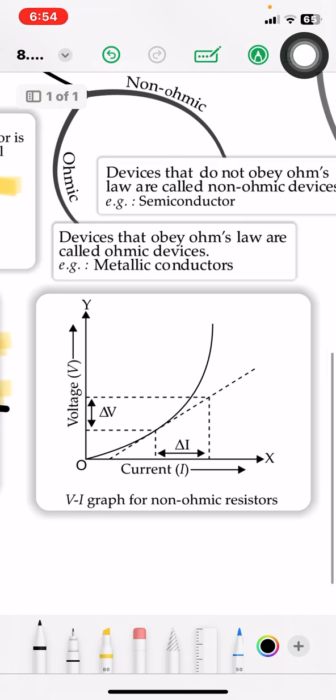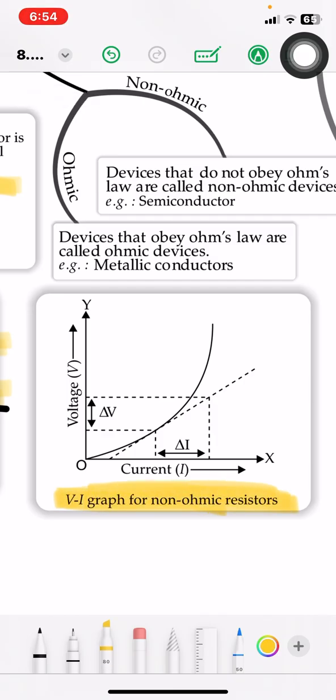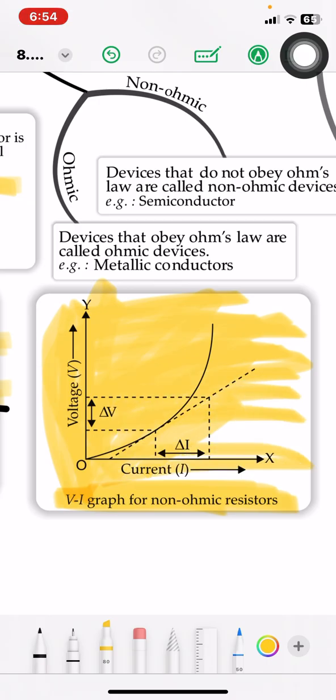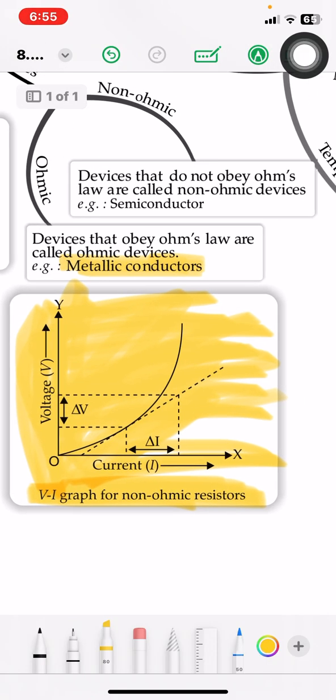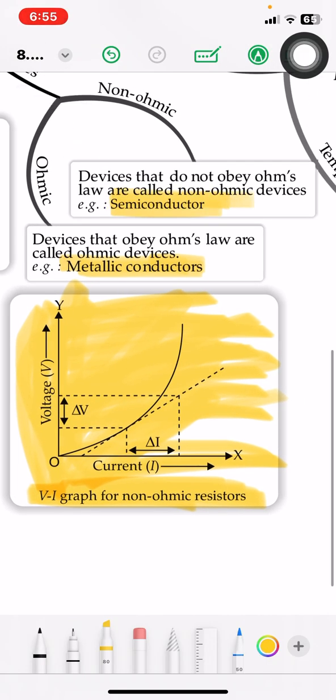And this is the curve of non-ohmic conductors, meaning they do not follow Ohm's law, V directly proportional to I. So this is a diagram of non-ohmic resistance, okay. They do not follow a straight line curve, okay. This is also important. The materials that obey Ohm's law are metallic conductors, and those that do not obey are semiconductors, okay.